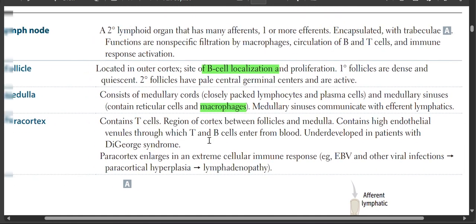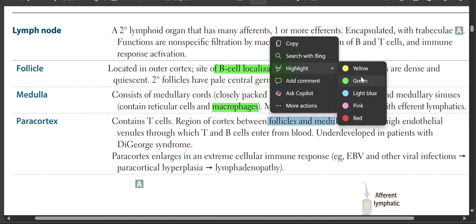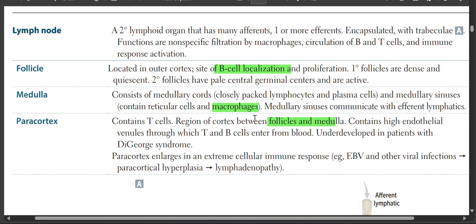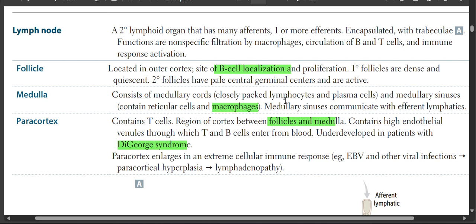Finally, we have the paracortex. Now, the paracortex is a small region. It's a transitional region between the follicle and the medulla, and that is one thing you need to remember. However, the questions that the USMLE asks you for the paracortex are majorly related to DiGeorge syndrome and additionally any kind of T cell disorders. The paracortex contains a lot of T cells, and if you have a condition in which you have a deficiency of T cells, the paracortex would see atrophy or thinning.